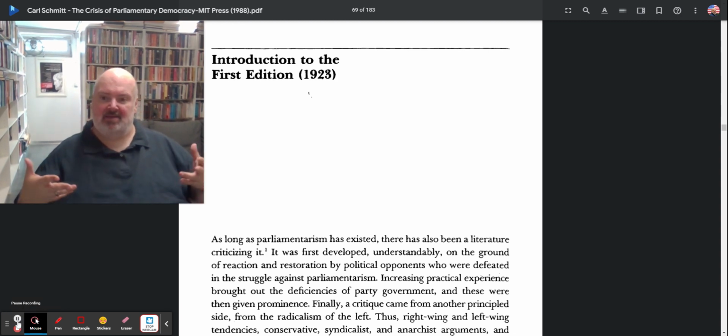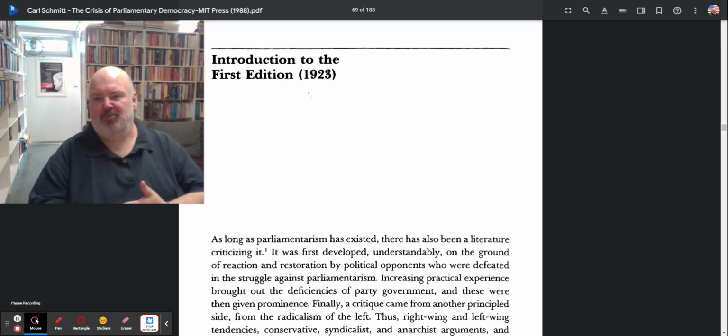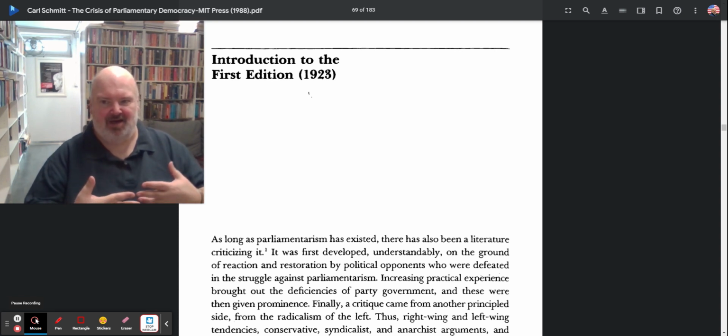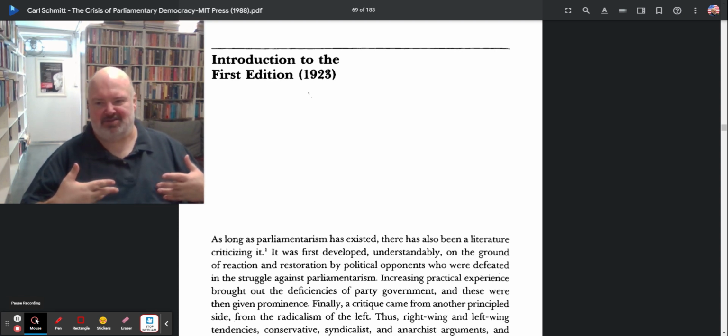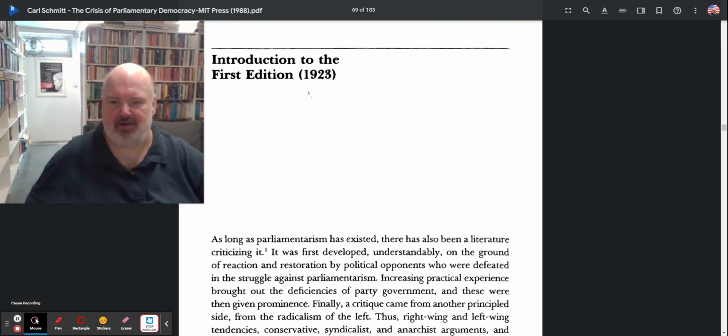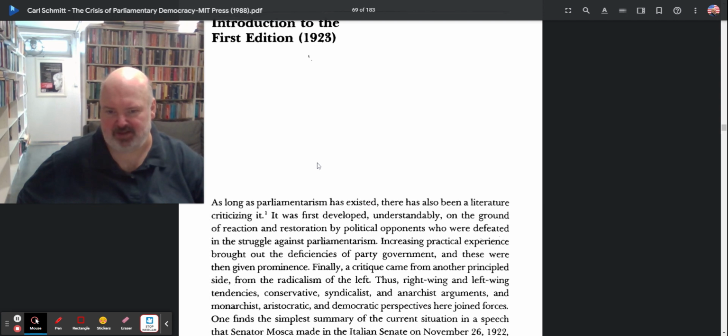Today is going to be a short one because we're just looking at the introduction. Last time we read the preface to the second edition. Today we're looking at the introduction to the first edition of The Crisis of Parliamentary Democracy by Carl Schmitt. So let's go into it. Again, introduction, first edition, 1923.